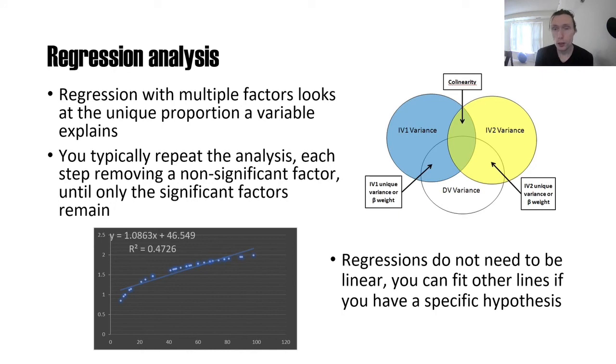And nonlinear regressions can be done with different types of lines. You could have a logarithmic function, an exponential function, a sigmoid function, you name it. And you can do this if you have a specific hypothesis for that. So in this example here, this would not be a good example of a linear regression analysis, because in a linear regression analysis, you would have to presume that your regression is linear.